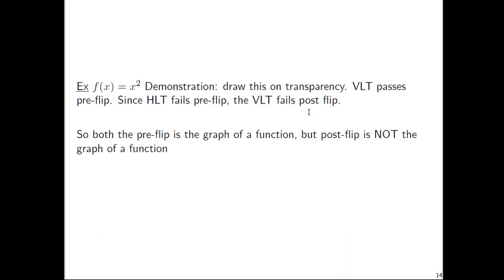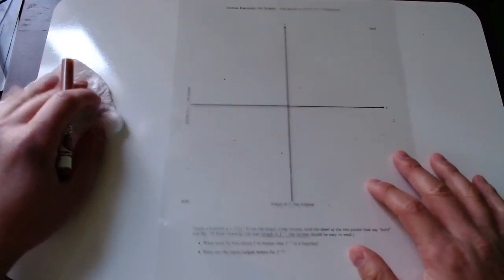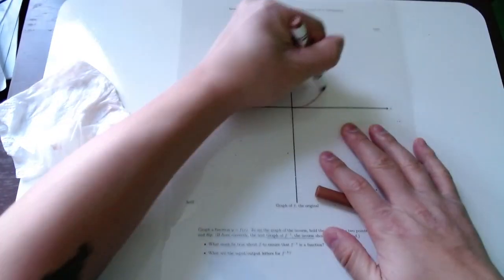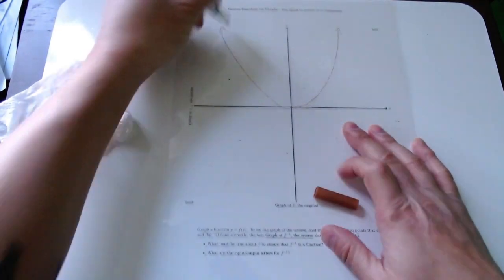Okay, let's try another one. Let's take a look at f of x equals x squared. Okay, so we know this graph. It's the standard friendly parabola. So let's go ahead and go back to here, and we'll draw y equals x squared. The standard parabola looks like this.